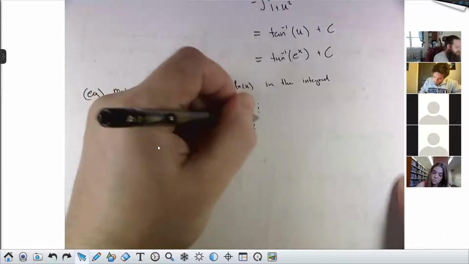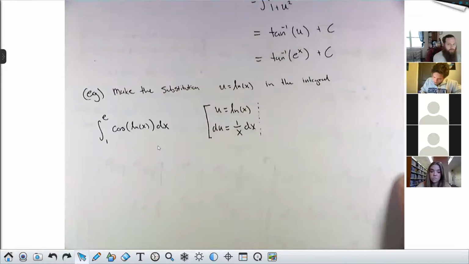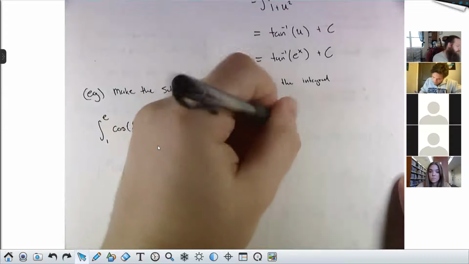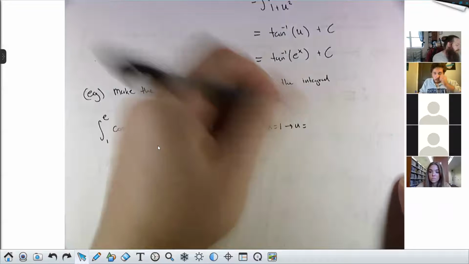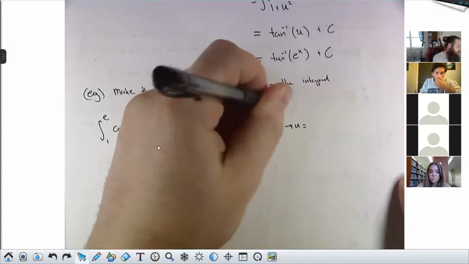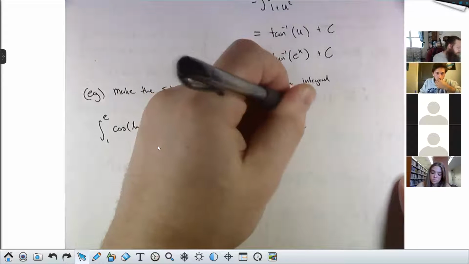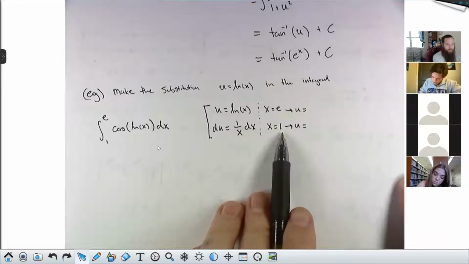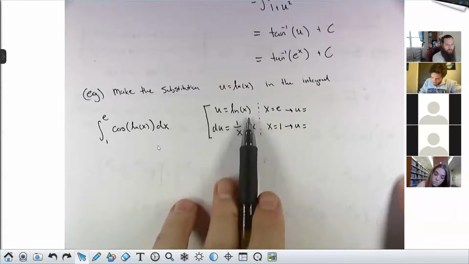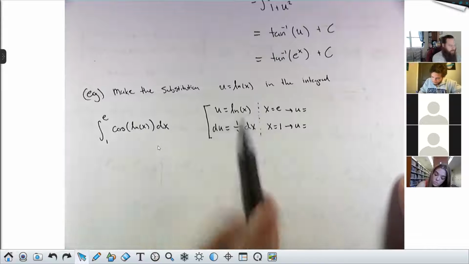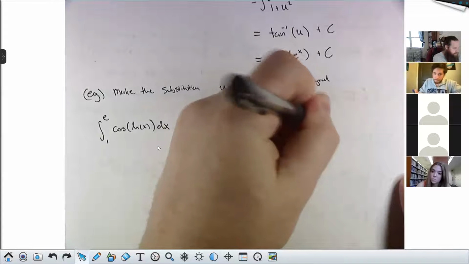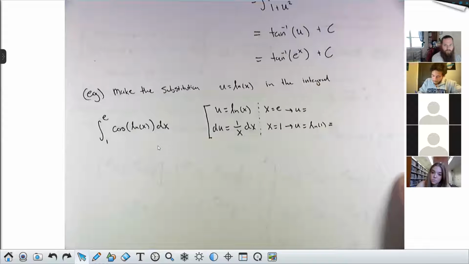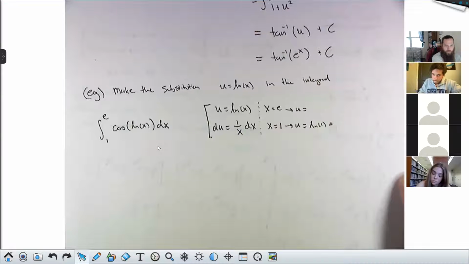All right. And because this is a definite integral, we need to change our bounds. So I need to figure out when x is equal to 1, what is u? And when x is equal to e, what is u? Who can help me out with the first piece? When x is equal to 1, u is the ln of 1. What is the natural log of 1?